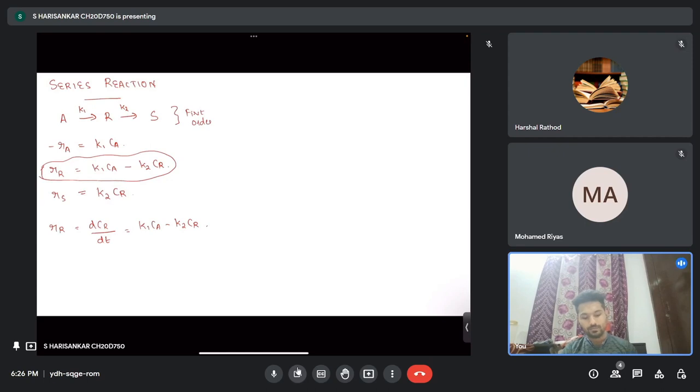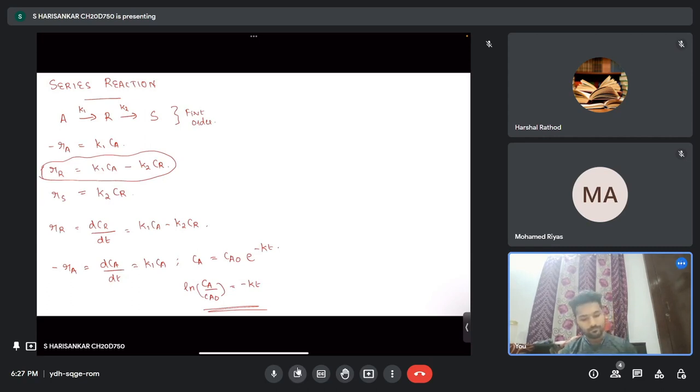Right. So the first order terms are applicable here. So minus Ra is equal to dCa by dt is equal to K1 Ca. And from this we can get the first order term as Ca is equal to Ca0 e raised to minus kt, or as we saw in the last slide, ln Ca by Ca0 is equal to minus kt. So these things you can use here as well.